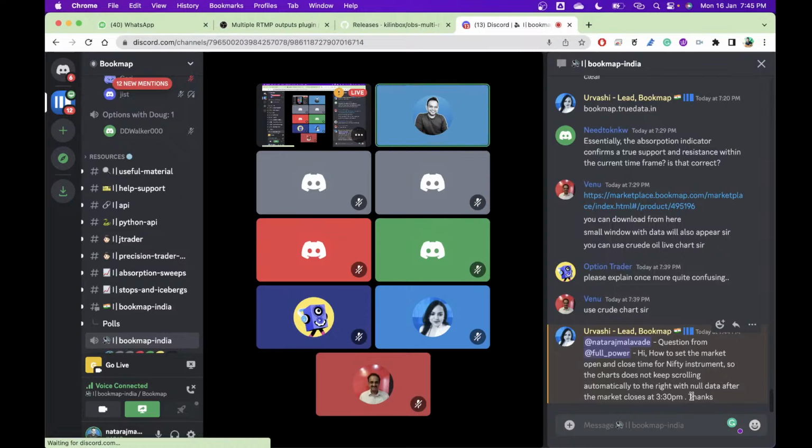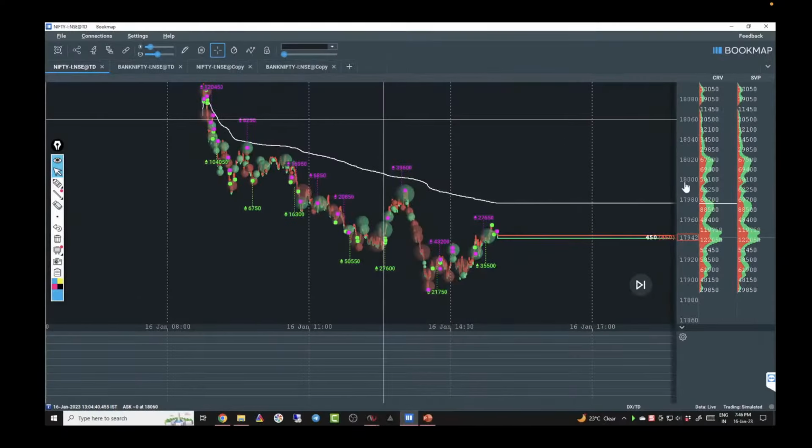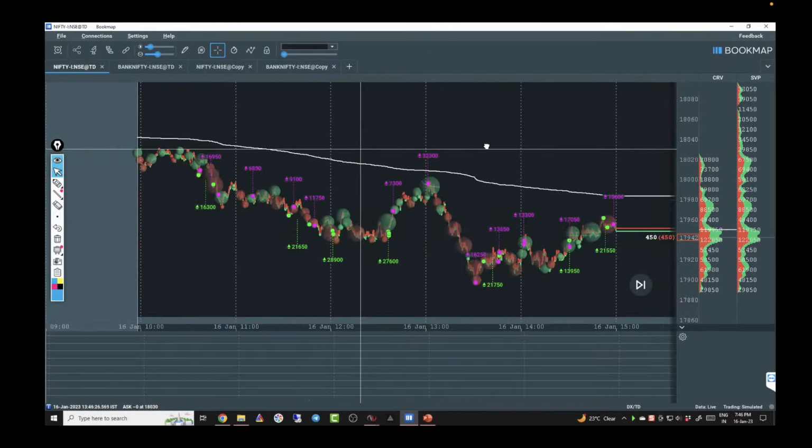Yeah. Need to know is essentially the absorption indicator confirms true support and resistance within the current time frame. Is that correct? Yes, definitely. That's correct. And how to set the market open and close time for Nifty instruments so the charts do not keep scrolling automatically to the right with null data after the market close at 3:30. All right. So by default, there is not that particular option at the present moment.